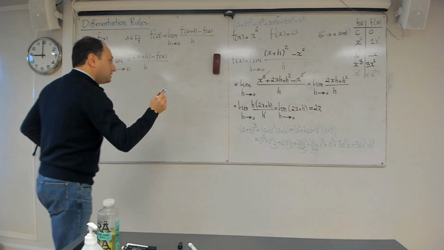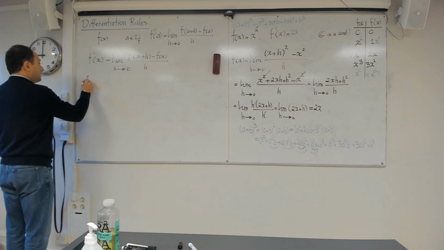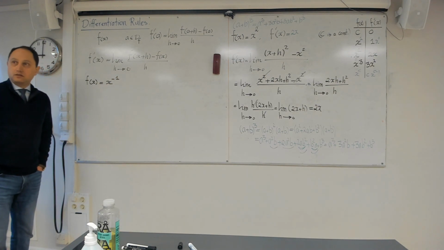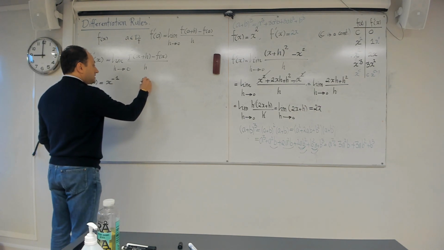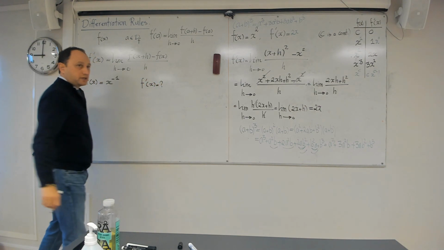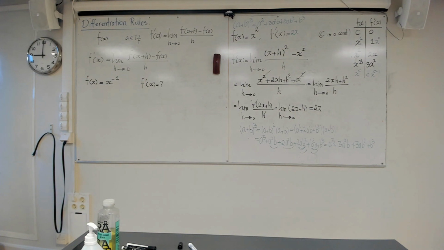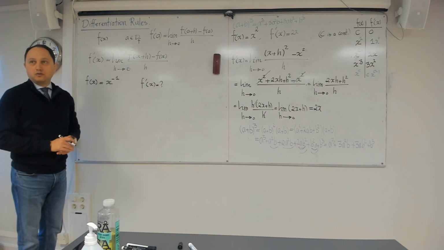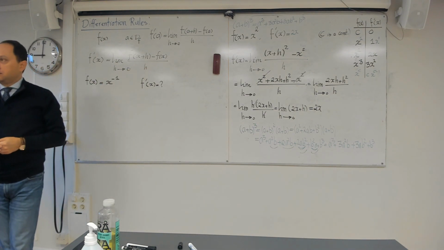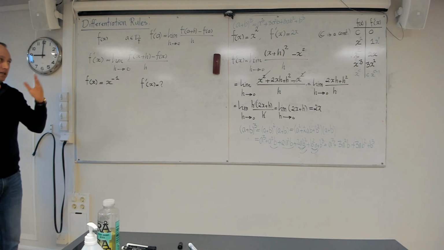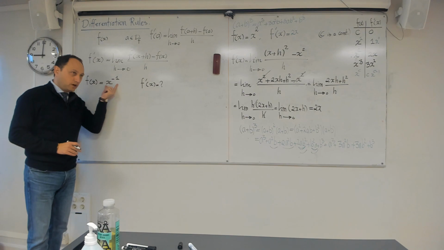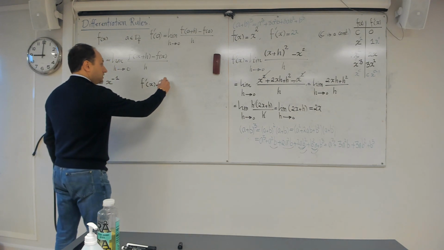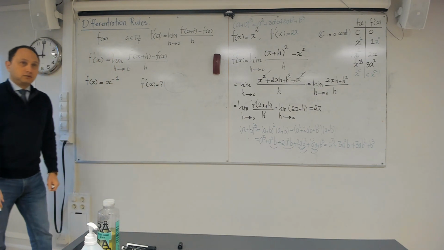So assume that this time I have this function, f of x is equal to x to the power of -1. Okay? And then I want to ask the same question. What is f prime of x? Can you tell me, if this follows the same pattern, what should be the answer at the end? We don't know yet, but assume that this one also follows the same pattern. What would be your expectation for this question mark here? Yes?